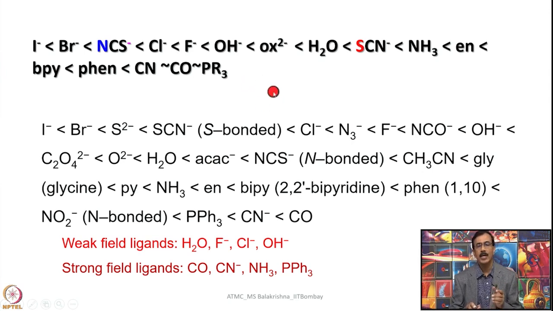But why a particular ligand is a weak ligand, why a particular ligand is a strong ligand, that information really doesn't come here. It can only show through experiment what happens, but when we go to molecular orbital theory, I shall tell you how to classify these ligands and why a given ligand is a weak ligand or a strong ligand or of intermediate strength. That I shall clarify when I go to molecular orbital theory. So, I have given an extended spectrochemical series here.